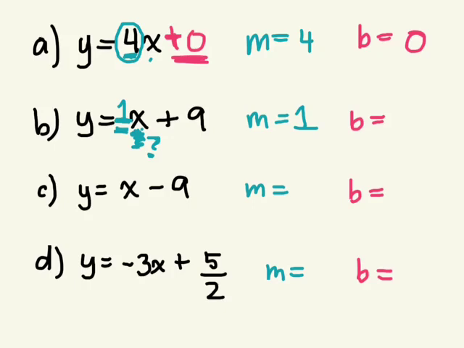Exactly. Okay, and then what's the y-intercept? Which one is the number just by itself? The 9. Good. The one by itself is the y-intercept. So the y-intercept's positive 9.